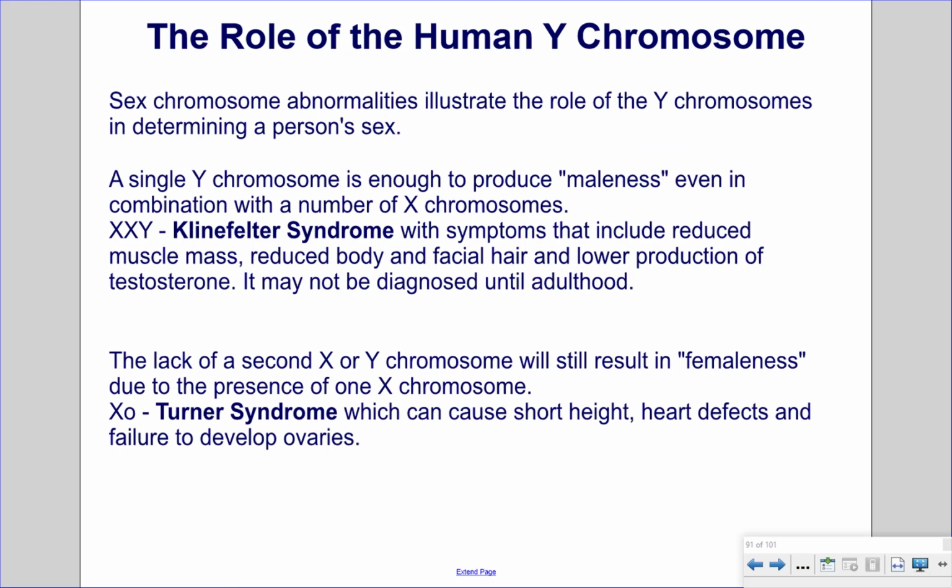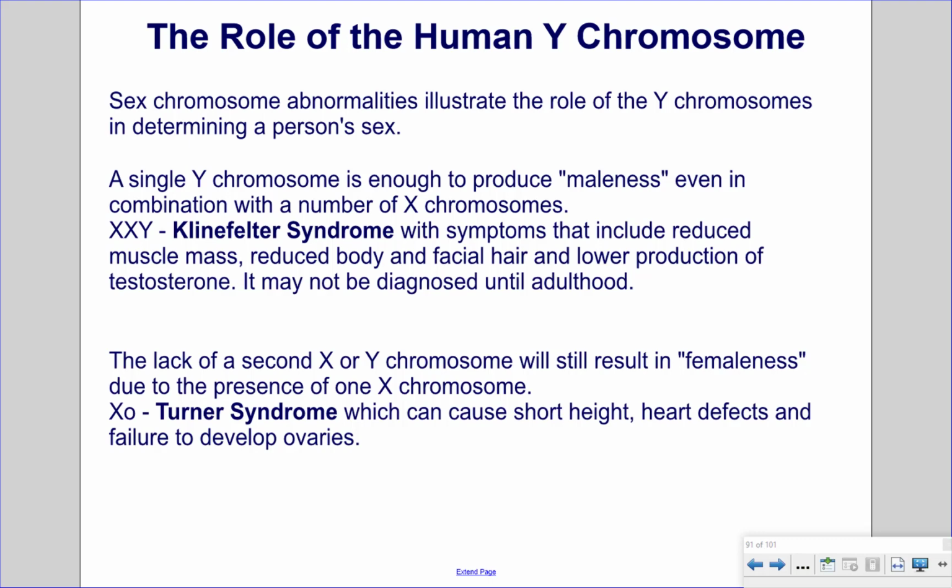The role of the human Y chromosome. Sex chromosome abnormalities illustrate the role of the Y chromosomes in determining a person's sex. A single Y chromosome is enough to produce maleness, even in combination with the number of X chromosomes. For example, XXY is Klinefelter syndrome, with symptoms that include reduced muscle mass, reduced body and facial hair, and lower production of testosterone. It may not be diagnosed until adulthood.